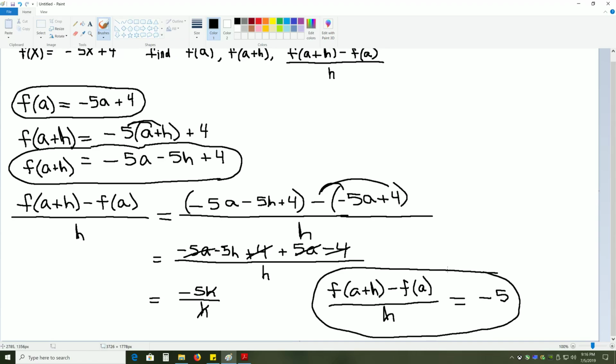And this solves all three problems we were given: f of a plus h, and f of a plus h minus f of a over h.